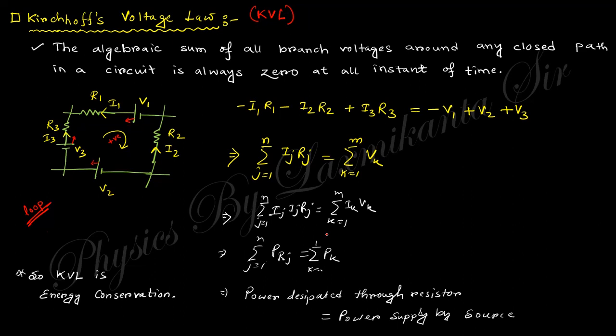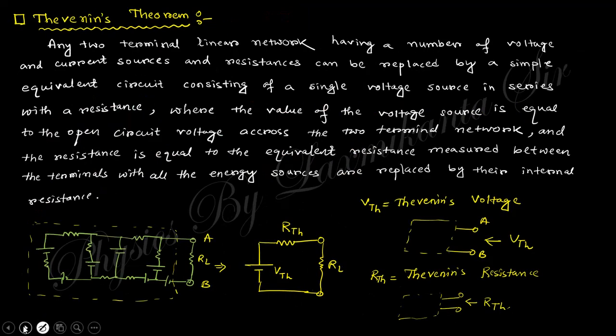So KVL is nothing but the energy conservation law, because it states that the total power used due to the resistors must be equal to the power supplied by the source. The power supplied by the source is equal to the power dissipated through the resistors. So these two are equal, that's why the energy is conserved. So KVL is nothing but the energy conservation law. Clear? Next point.